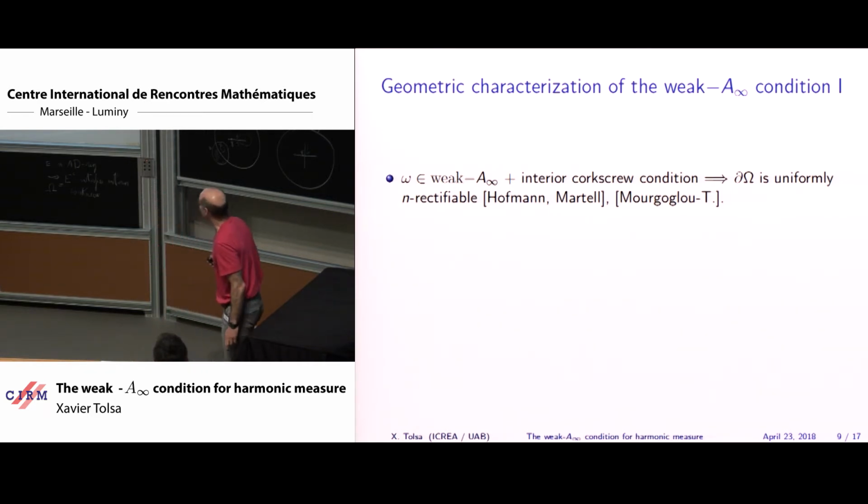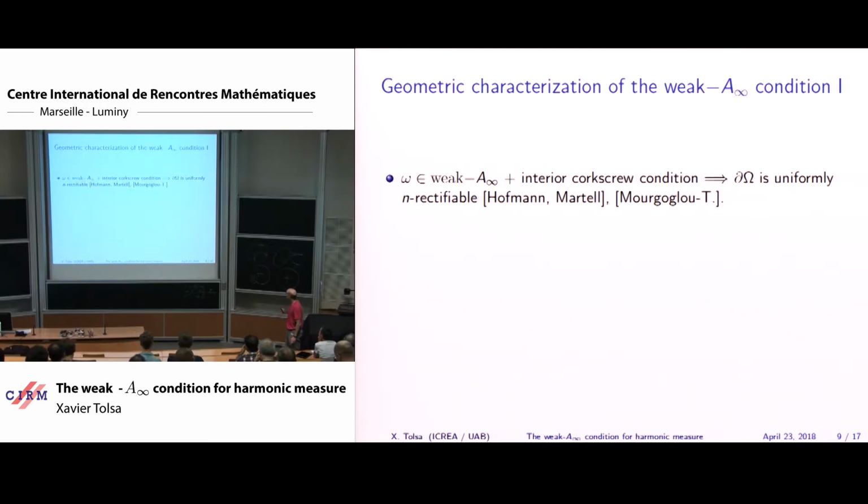So first we have this result, which asserts that if omega is in weak A infinity, always assuming, sorry, here I didn't write it, but always assuming of course that the boundary is n-AD regular and that we are in R^{n+1}. Anyway, assuming weak A infinity and the interior corkscrew condition, it turns out that the boundary should be uniformly n-rectifiable. This was proved first by Hofmann and Martell, and a bit later by Mourgoglou and myself by different methods, in fact using Dirichlet transforms.